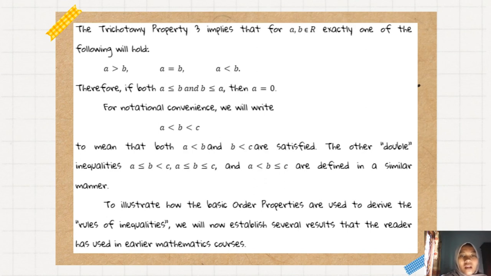Therefore, if both a less than or equal to b and b less than or equal to a, then a equals b. For notational convenience, we will write a less than b less than c to mean that both a less than b and b less than c are satisfied. The other double inequalities, a less than or equal to b less than c, a less than or equal to b less than or equal to c, and a less than b less than or equal to c, are defined in a similar manner. To illustrate how the basic order properties are used to derive the rules of inequalities, we will now establish several results that the reader has used in earlier mathematics courses.